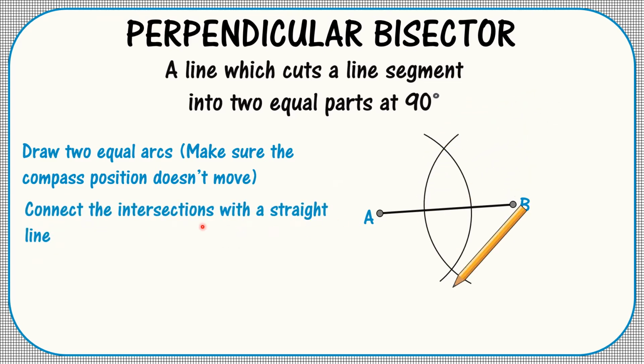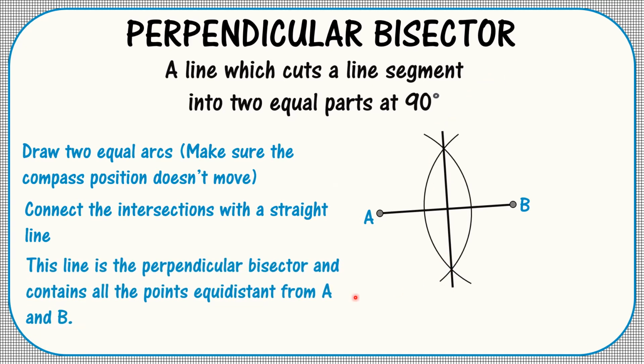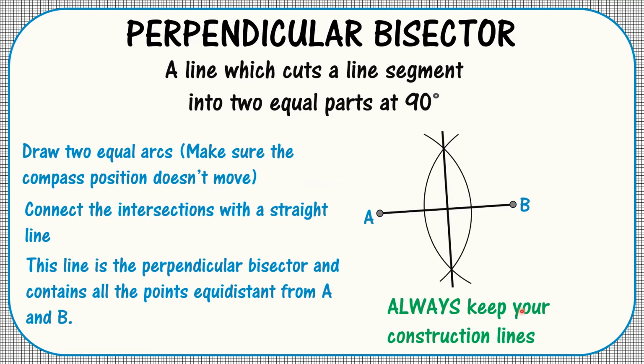What you would do then is connect the intersections with a straight line. So this point and this point you'll connect with a straight line. Make sure to use a ruler and make sure that this line is straight. This line is the perpendicular bisector and contains all the points equidistant from A and B. Equidistant means equal distance apart. Always keep your construction lines. Make sure you do not rub out your construction lines as you will get marks for these. As you can see, we have created a right angle, so therefore this is the perpendicular bisector of the line segment AB.